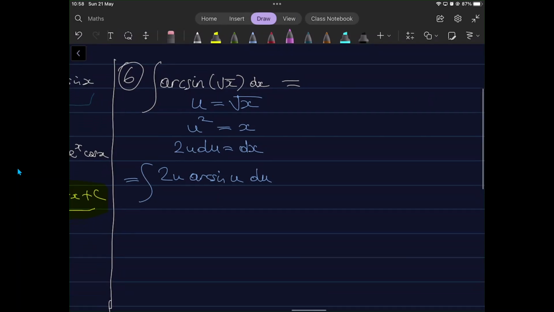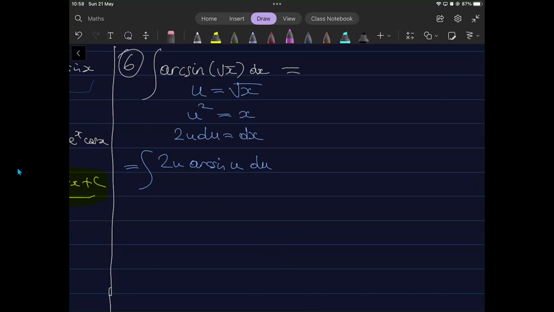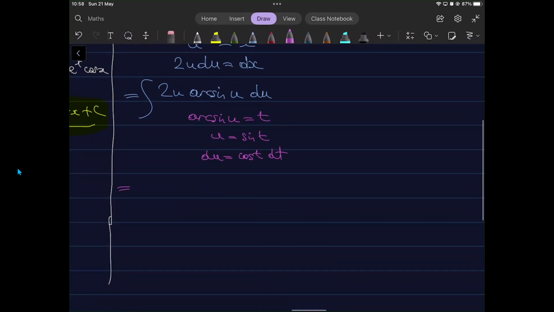Let arcsine of u equal to t, so that u is equal to sine of t. All I did was apply sine to both sides. Differentiate both sides implicitly. You get du equals cosine of t dt. And finally, you need to bring all of these u terms into t terms.